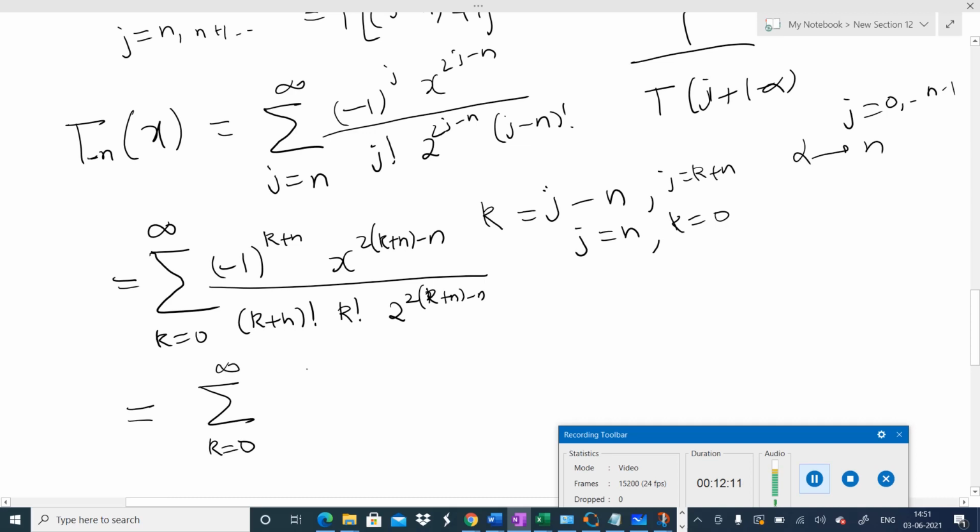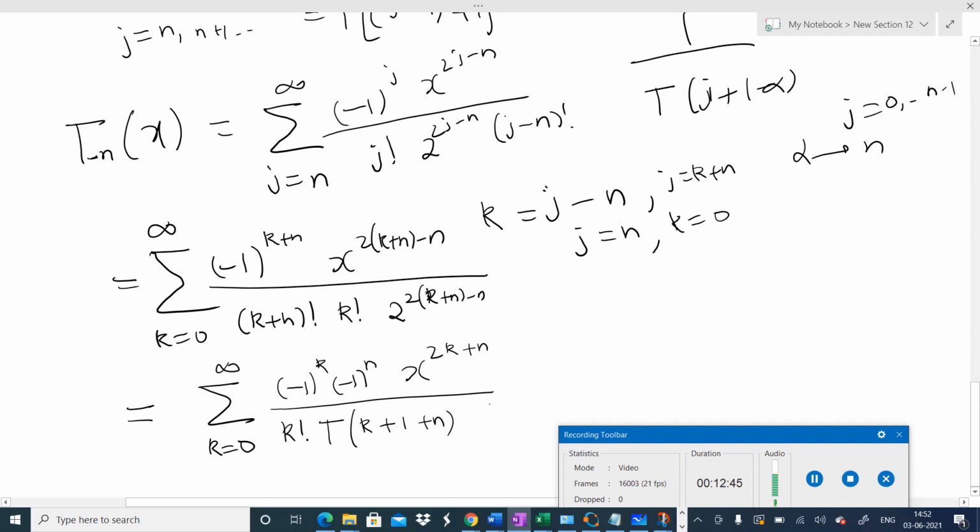summation k equal to 0 to infinity, then I will write here minus 1 to the power k and minus 1 to the power n, x to the power 2k plus n divided by, now see this (k+n) factorial and k factorial. I will write k factorial as it is, (k+n) factorial I can write as gamma of k plus 1 plus n, right? And then 2 to the power this is 2k plus n.